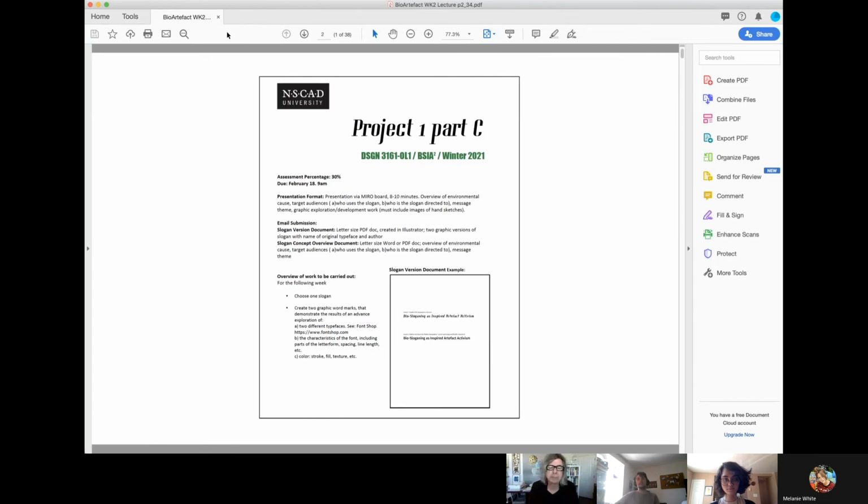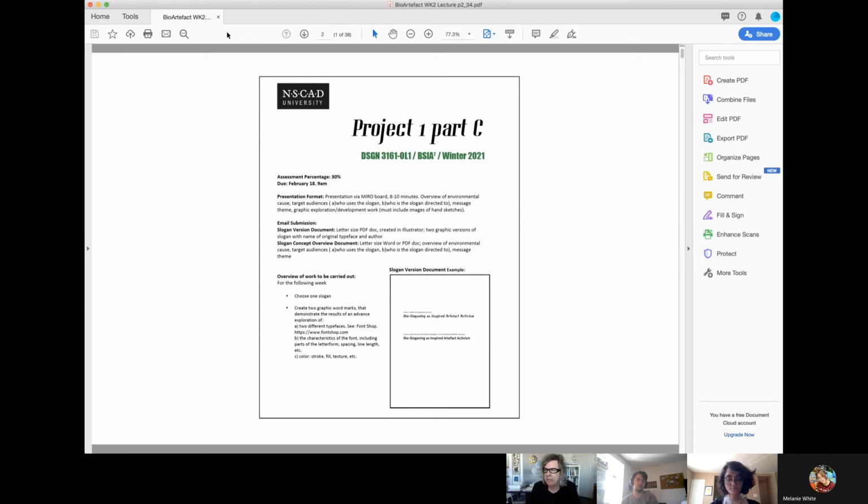example of that. Then in a second Word document or PDF document, I need, again, the overview of the environmental cause, target audiences, and the message theme, just clearly written out in a very simple document. Make sure your name's on the document, and I don't care how you title the document. I can retitle it myself if I need to. Just these two documents in an email.